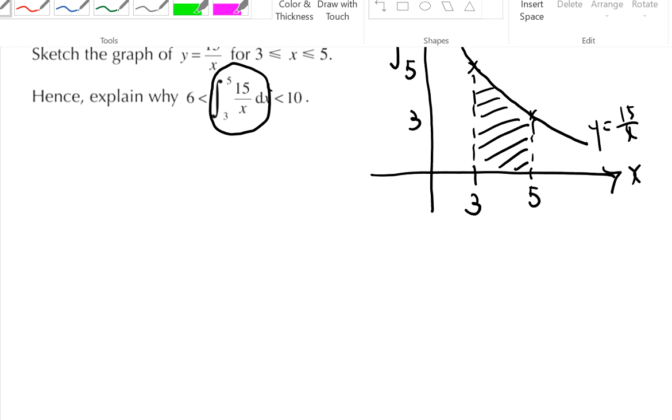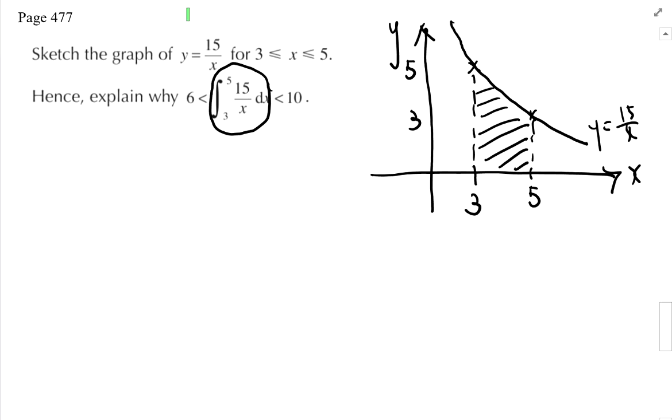All right, now let me check it out. Where can we find the value of 6? Because the shaded area must be bigger than 6. All right, let me draw it out. Do you agree that the shaded area is bigger than the rectangle that I just drew in green? How do we find the area in green?